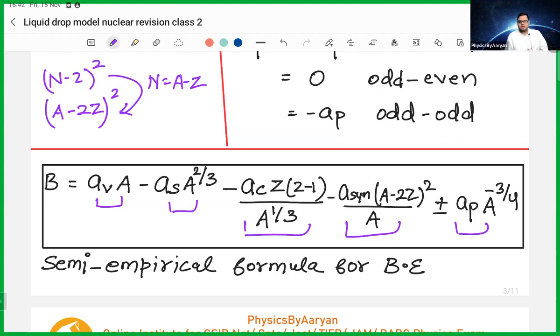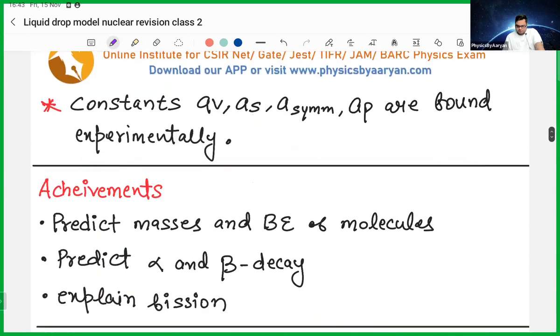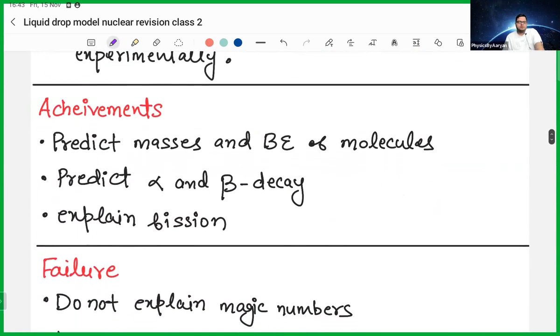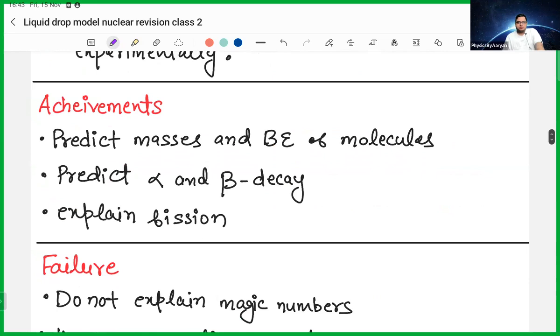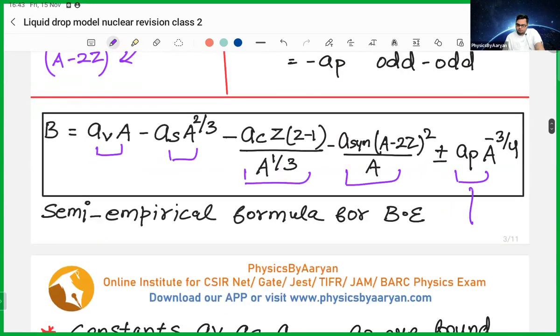Perfect. Okay. So this was your formula, and now we will understand very briefly what the achievements of this formula were. This formula was very successful in finding the mass and binding energy of nuclei. Finding the pairing term, it is there, no? So you see, pairing term dependency is on A. Why is it like that? It is not mentioned in the books.